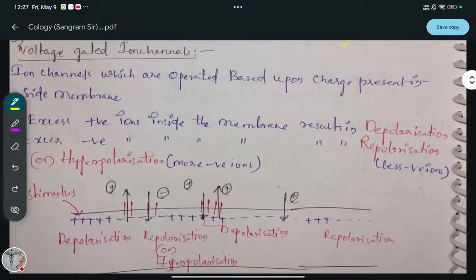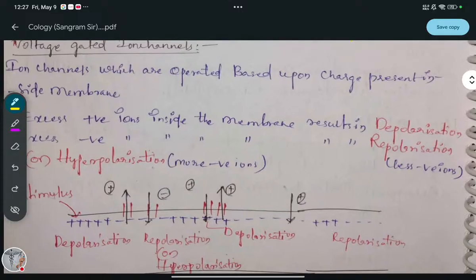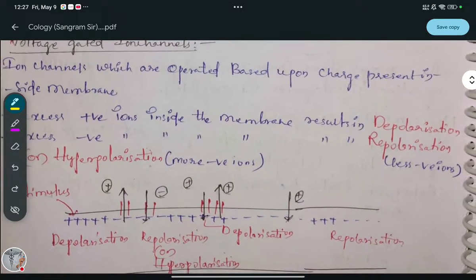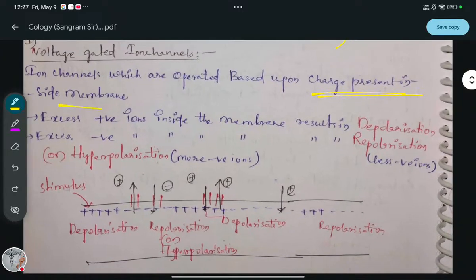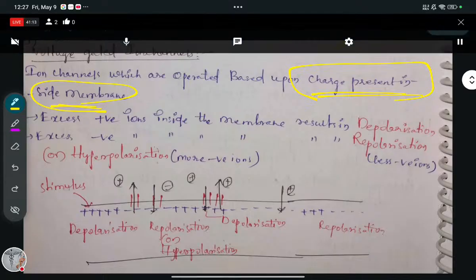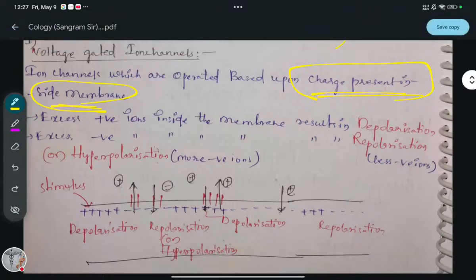So voltage gated ion channels: these are the ion channels which are operated based upon the charge present inside the membrane. In the case of voltage gated ion channels, they are operated based on the charge present on the side of the membrane. Charge present on the side of the membrane means, I hope you have studied potential generation.